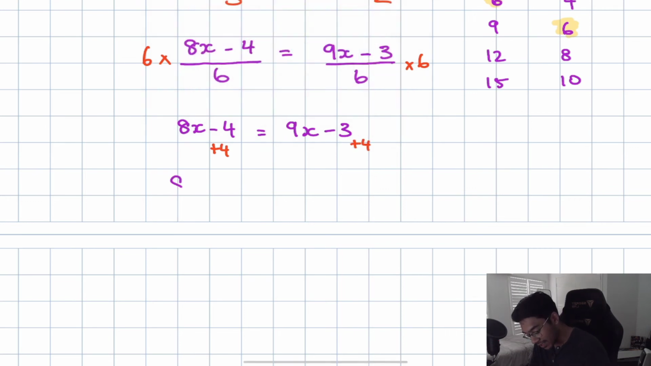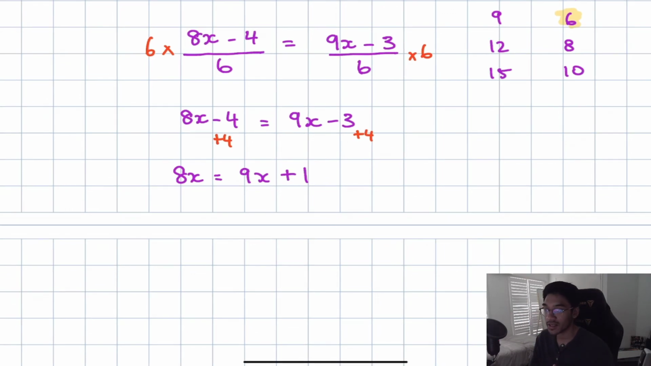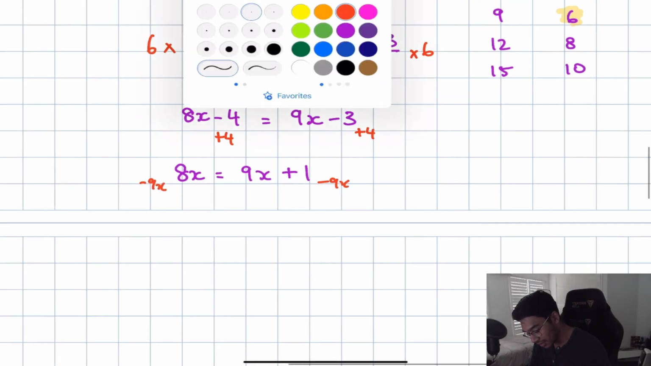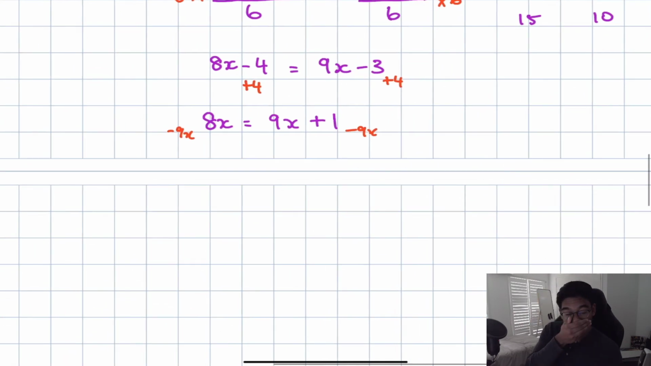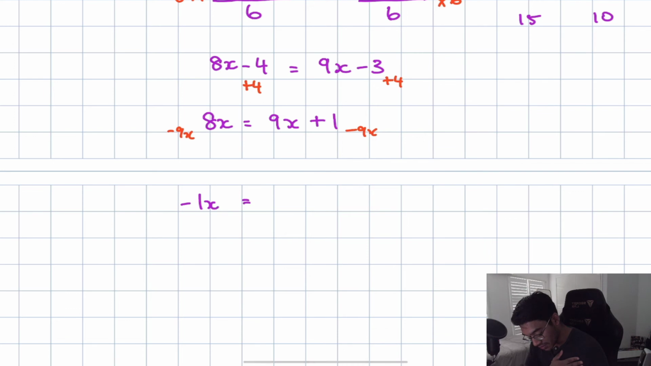Now that leaves me with 8x is equal to 9x. Negative 3 plus 4 is positive 1. So plus 1. And now all I want to do is get my x's to the other side. So I have plus 9x on this side. The opposite of plus 9x is minus 9x. So minus 9x from this side and minus 9x from this side. So I'm going to be left with, I'm going to go down the page. Excuse me. 8x minus 9x is equal to negative 1x, is equal to positive 1.